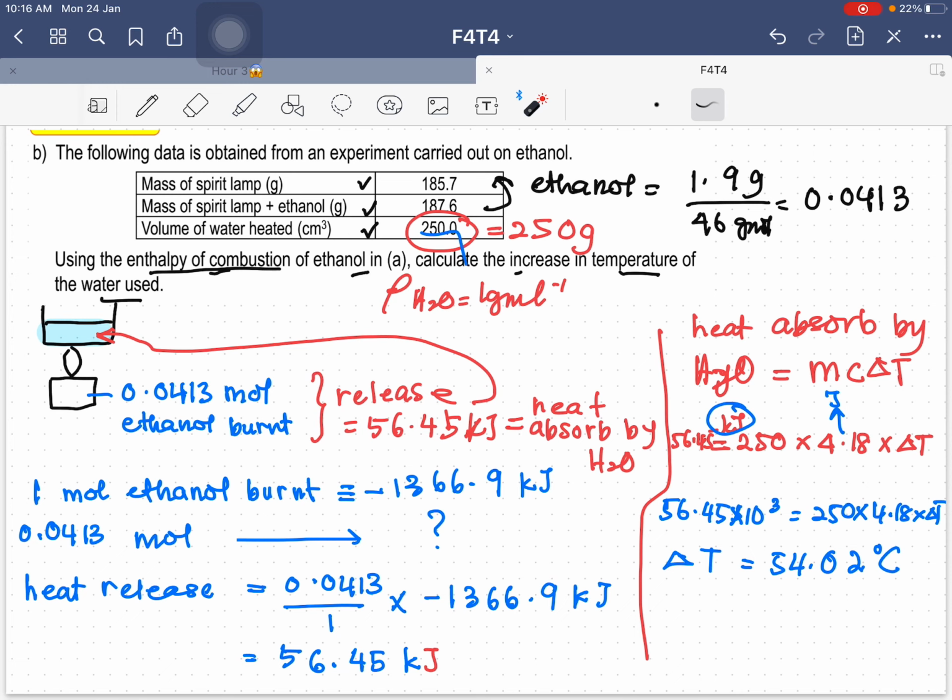So we have got ΔT, which is equal to 54.02. Maksudnya, the temperature of the water from T1 until T2 increases after absorbing heat from the ethanol burning, it will increase by 54.02 degrees Celsius. So that's all for question 14.